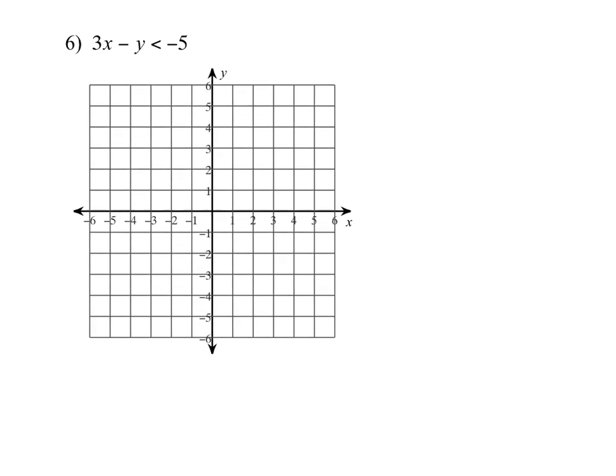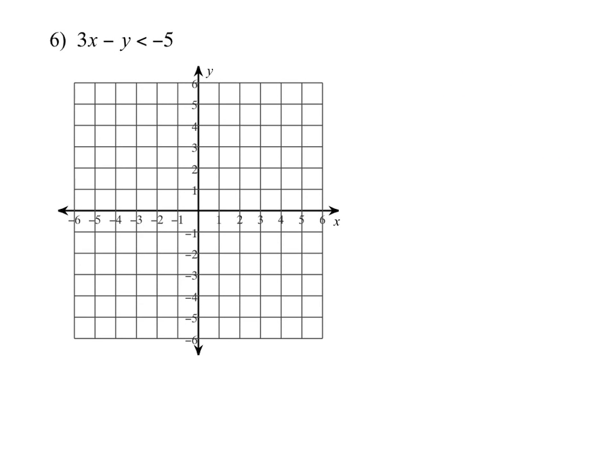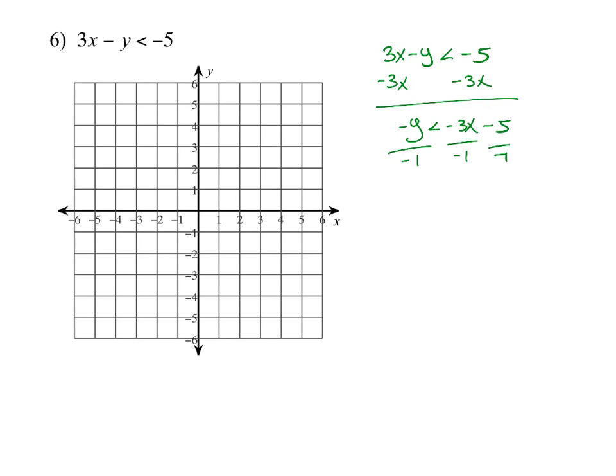Now, the last one, I'm again going to ask you to pause the video and work this exercise. Now, my first step here: 3x minus y is less than negative 5. So I'm going to start by subtracting 3x on both sides. So negative y is less than negative 3x minus 5. Now I'm going to divide everything by negative 1. So y is greater than 3x plus 5.